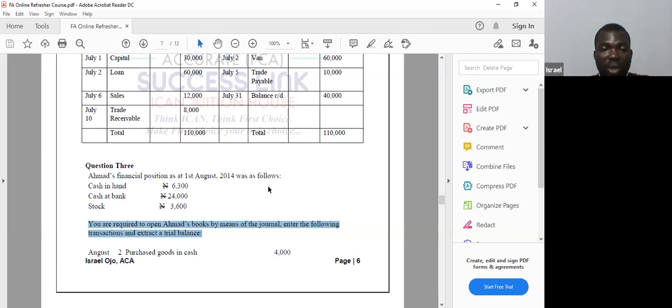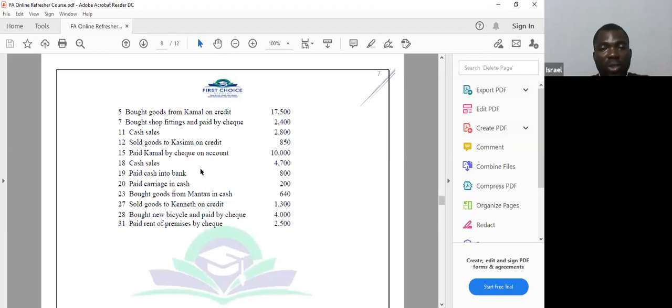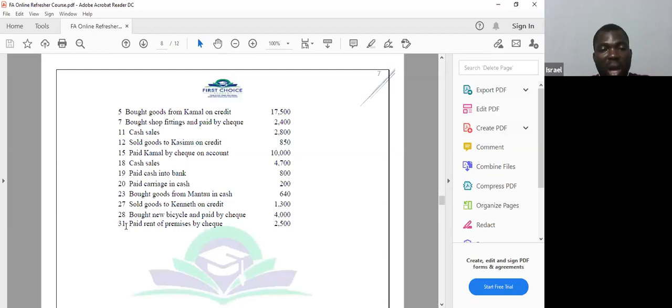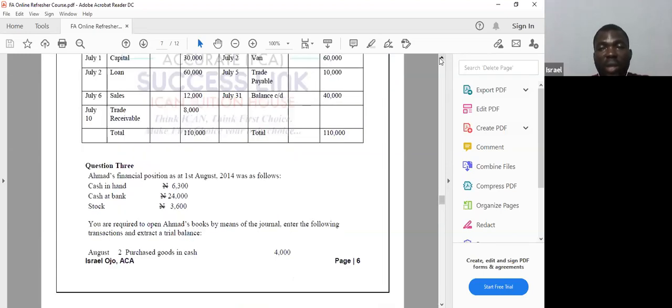Then let's look at the question that the examiner can test. These are the transactions that happened for that month, from August 1st down to August 31st. These are transactions that happened in the month of August. After that being said, we pick each one after the other, then we post them on that journal.